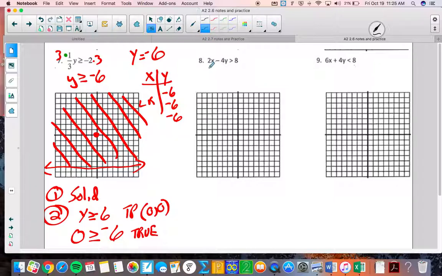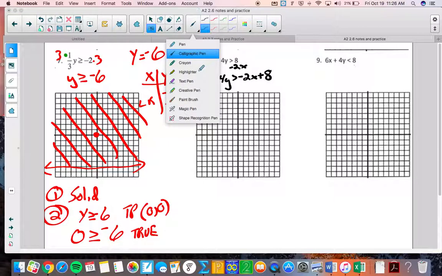Number 8, most people like to get this in slope-intercept form, so I'm going to solve for y. So I subtract 2x. Now I have -4y is greater than -2x plus 8. I put the x first because that's more like slope-intercept form. Notice the 2x is negative, so I put a negative in front of it, and the 8 is positive, so I put a plus in front of that.